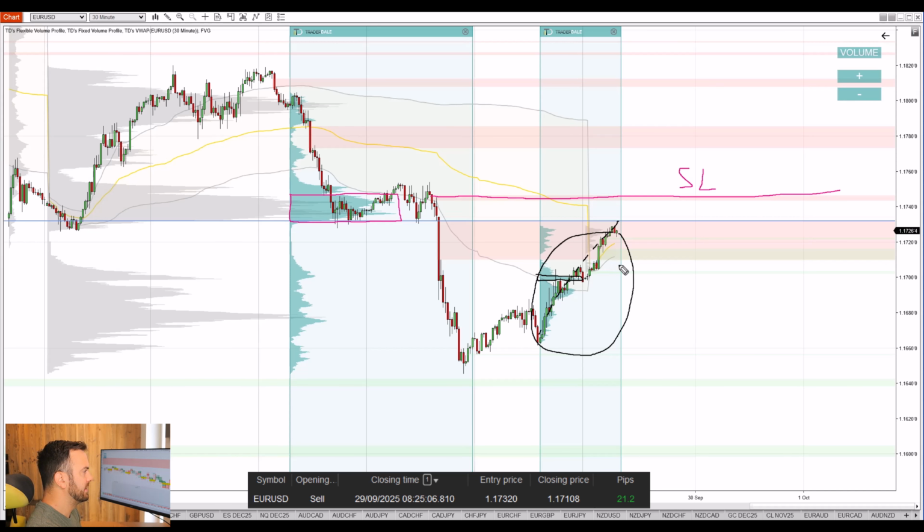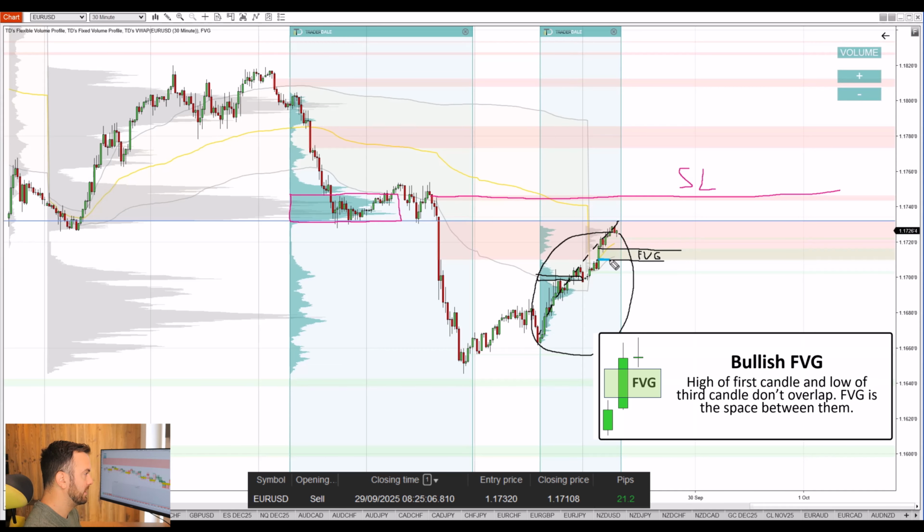What caught my eye here was this fair value gap, highlighted in green. And when I saw this, I was like, okay, the price likes to react to fair value gaps. And in this scenario, basically a bullish scenario, it is the beginning of the fair value gap where the price likes to react. So this is how I determined the take profit, right? The beginning of the bullish fair value gap.